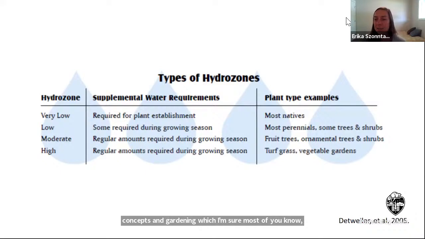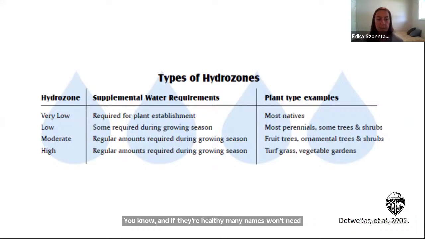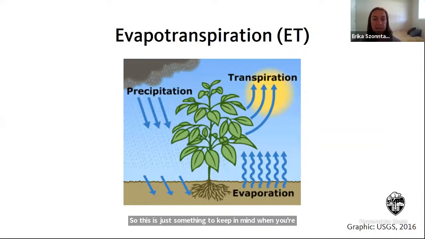And then this little chart just outlines really easily different types of hydrozones. So you'll see that most natives are considered to need very low water. Most plants, including natives, need some supplemental irrigation for initial establishment. But once they're established, and if they're healthy, many natives won't need much supplemental irrigation, if any, to look good in the landscape. And then just to compare, you can see when you come down that turf grass and vegetable gardens tend to take a lot of water. So this is just something good to keep in mind when you're laying out your landscape design.